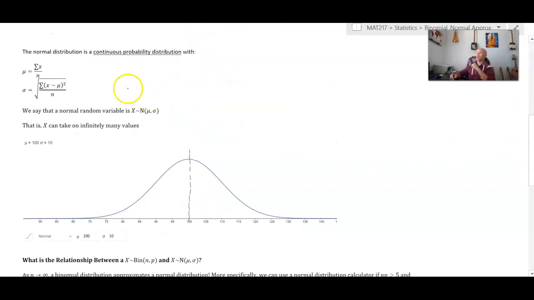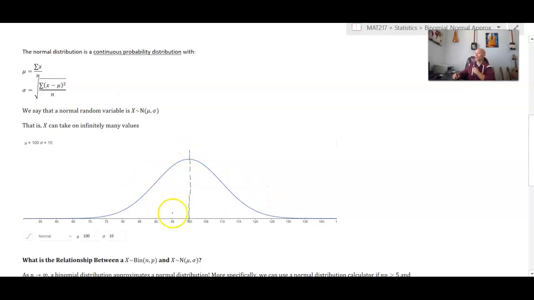These probabilities have to be done using an area, and so we use a calculator for it. That is, x can take on infinitely many values, right? Between any two values, like with heights, we said there are infinitely many choices for them. So we get what's called a continuous distribution.